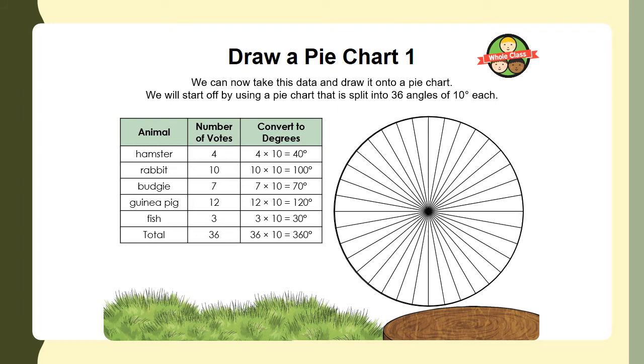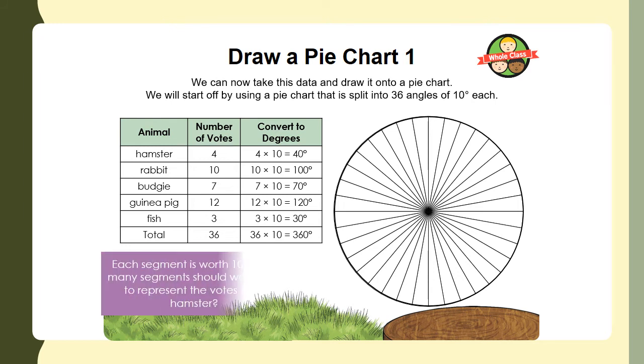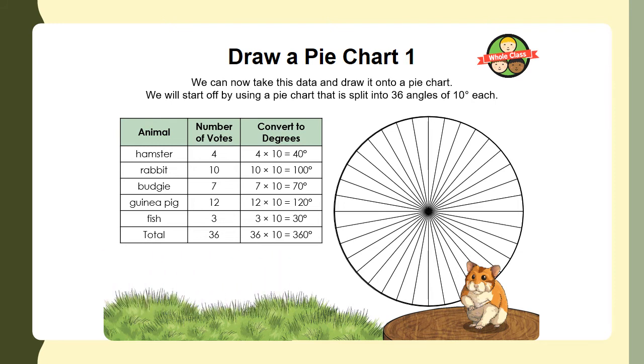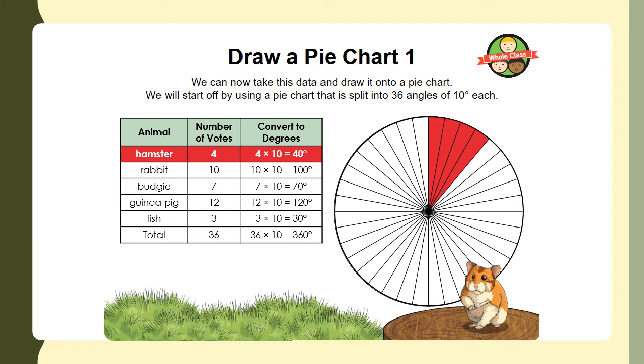We will start off by using a pie chart that has been split into 36 angles of 10 degrees each. For this part, it might be best just to have a look at what we've got displayed on screen, because you'll be doing a task quite similar on your sheets that was sent to you this morning. So this is our pie chart, and it's been split into 36 angles, each angle measuring 10 degrees. So then we need to put our raw data onto our pie chart. If each segment is worth 10, how many segments would we shade to represent the votes for a hamster? That's right, we need to shade 4 segments, because a hamster will be represented with 40 degrees.